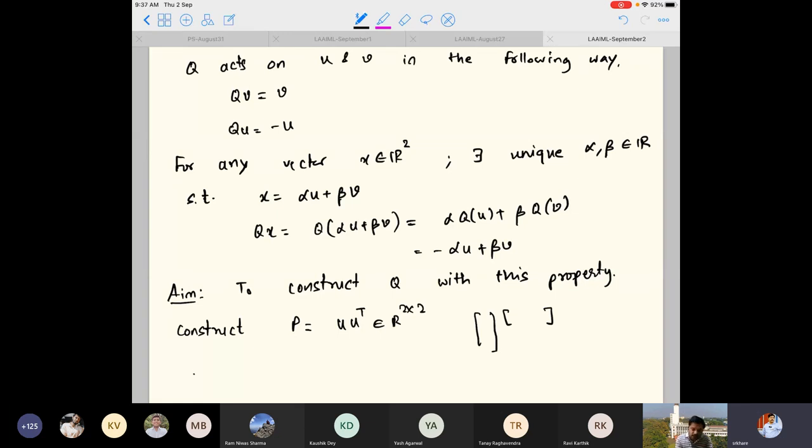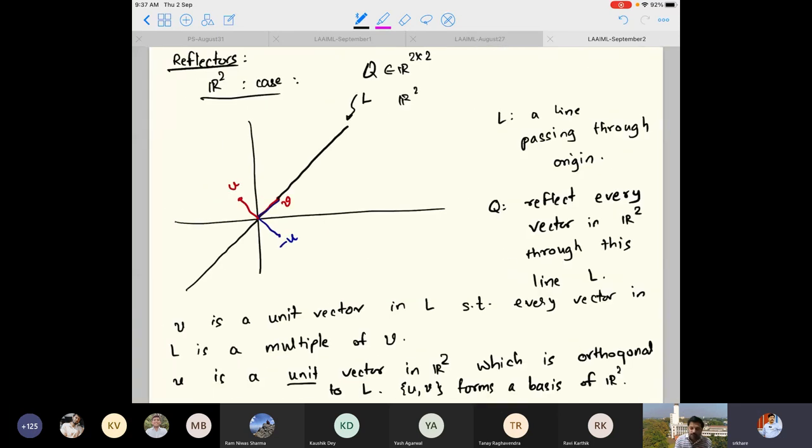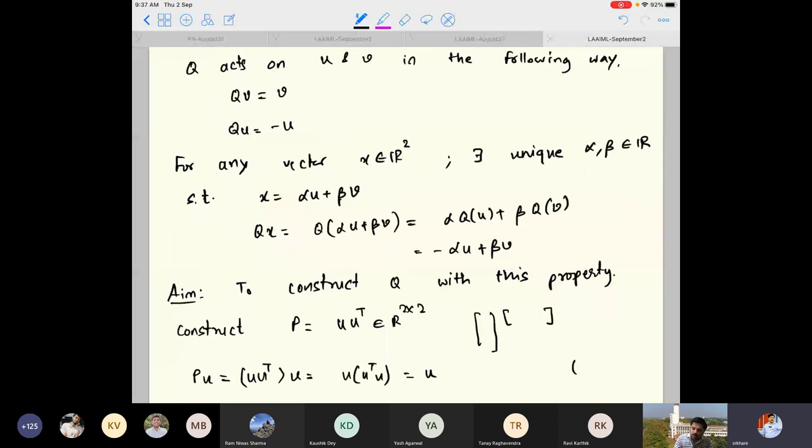What is PU? Can you tell me what is PU? PU is basically U U transpose U. Again, I'll use associativity. So U transpose U is equal to 1, and PU is equal to U. Why can I write it down as U? Because I have chosen U to be a unit vector. If U is a unit vector, then norm of U squared is U transpose U, which is equal to 1. We have said that it's a unit vector, right? So PU actually gives me U.